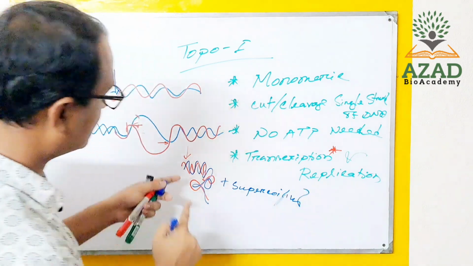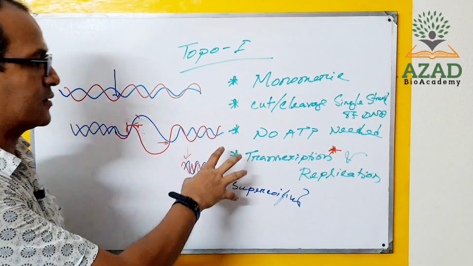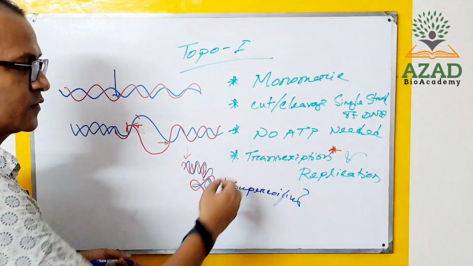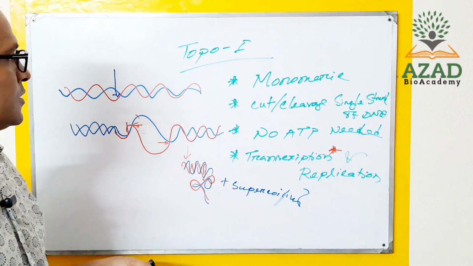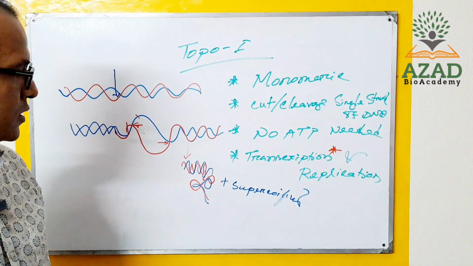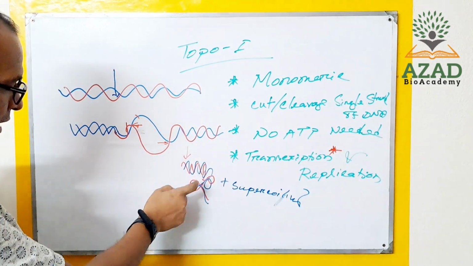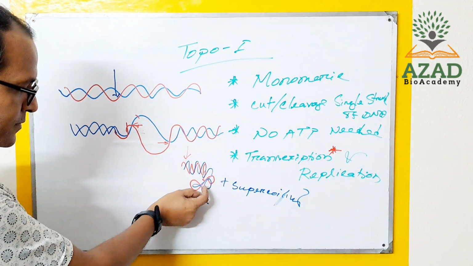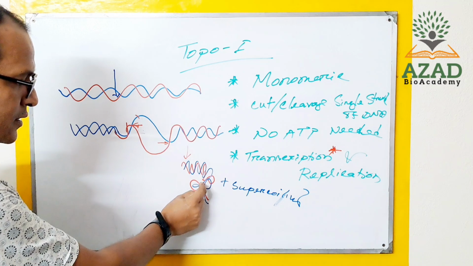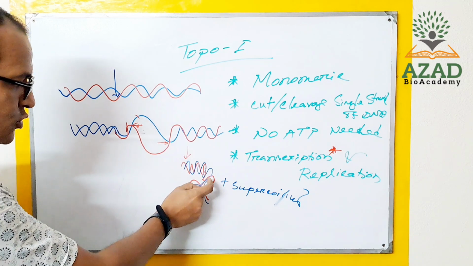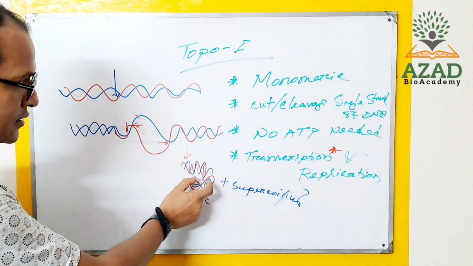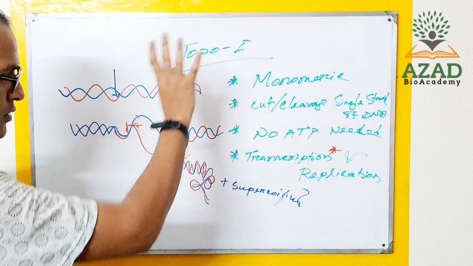Okay, and that is the very big problem for the replication. So you must solve the problem. Topoisomerase 1 enzyme has the capacity to cut only a single strand. So it has no capacity to solve the problem of supercoiling. That means a major knot or major tangle cannot be solved by topoisomerase 1.